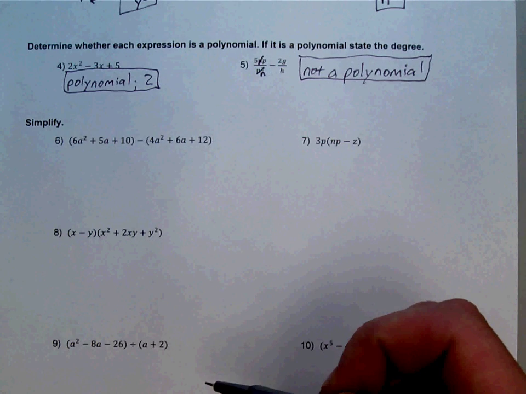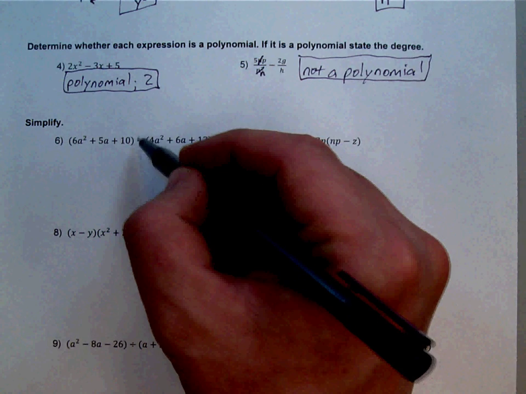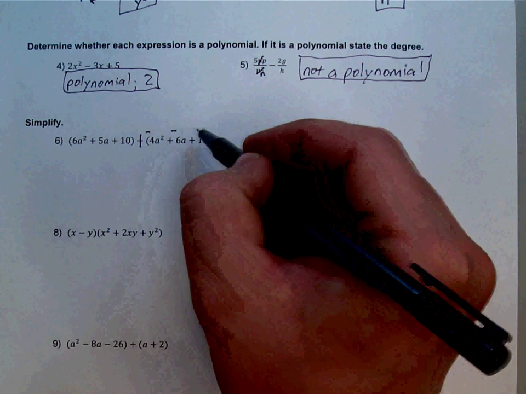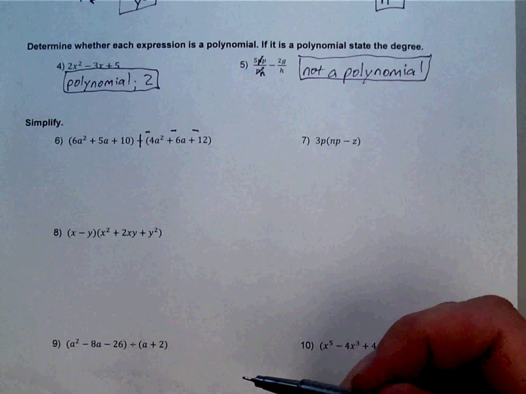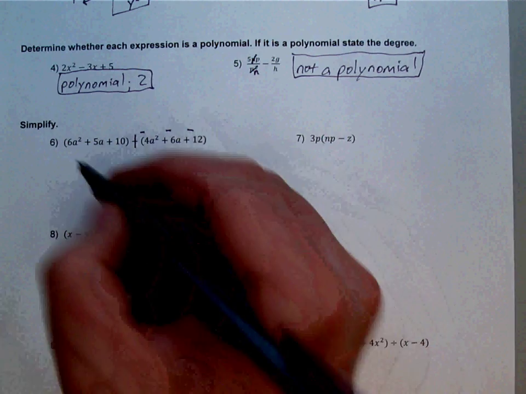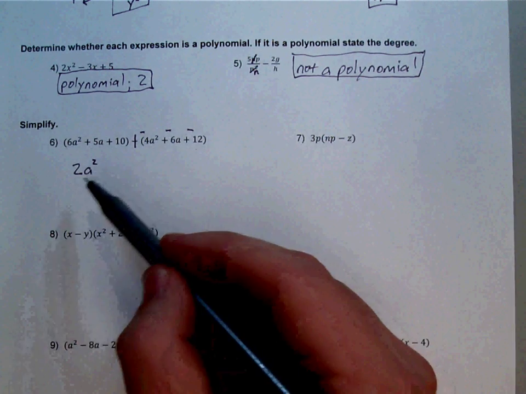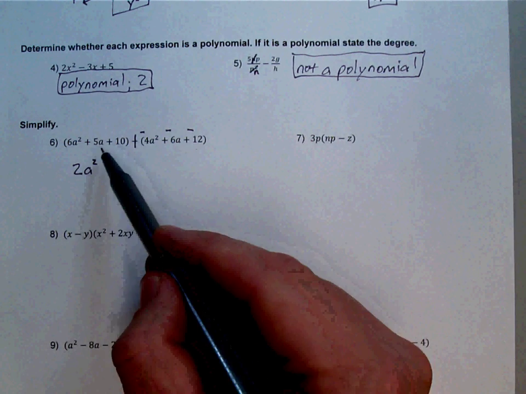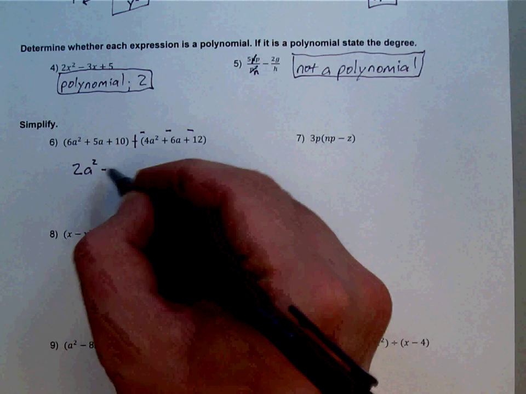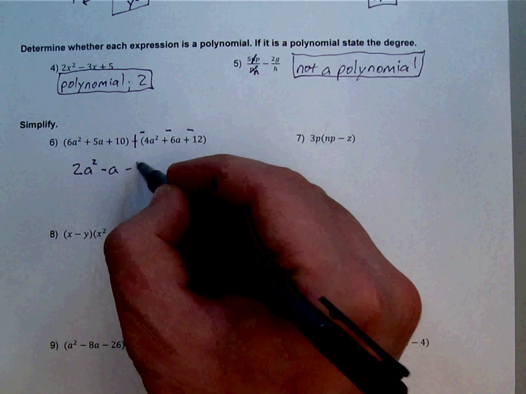Number 6, we're subtracting polynomials, so we just subtract like terms. I would recommend, because it's subtraction, changing it to addition and distribute that sign to all of the terms in that next set of parentheses so you don't forget about it. So combine like terms. 6a squared and negative 4a squared makes 2a squared. You only combine the coefficients. The variable part stays the same. 5a, negative 6a. 5 minus 6 is negative 1, so negative 1a, or just negative a. 10 minus 12 is negative 2.